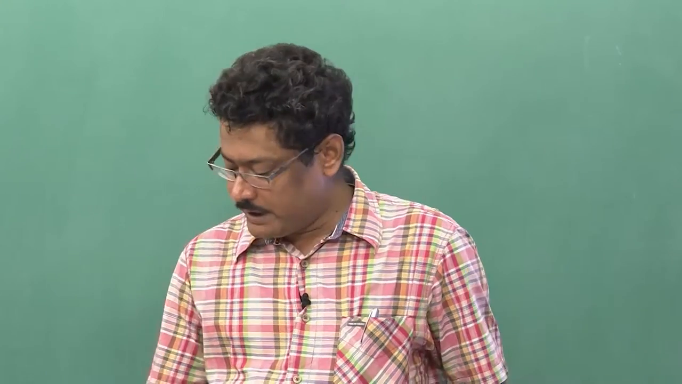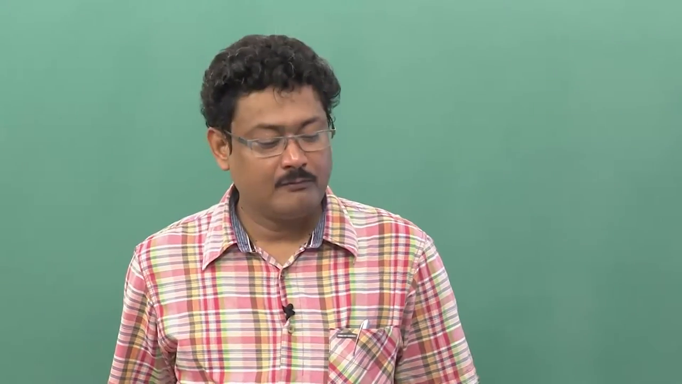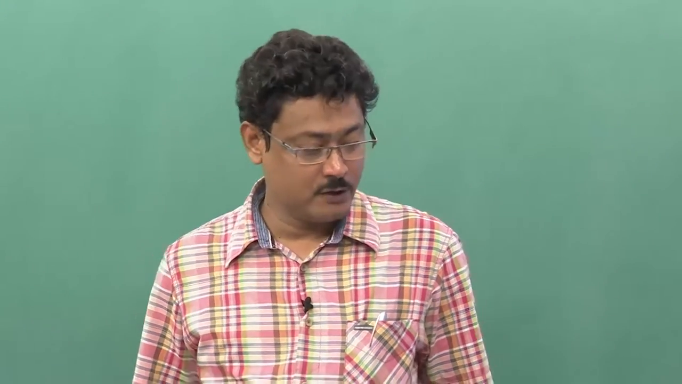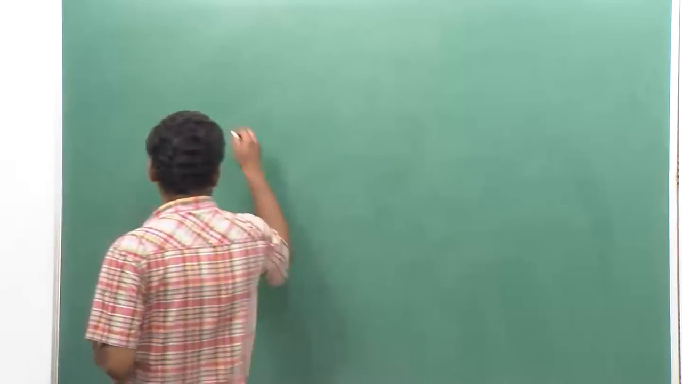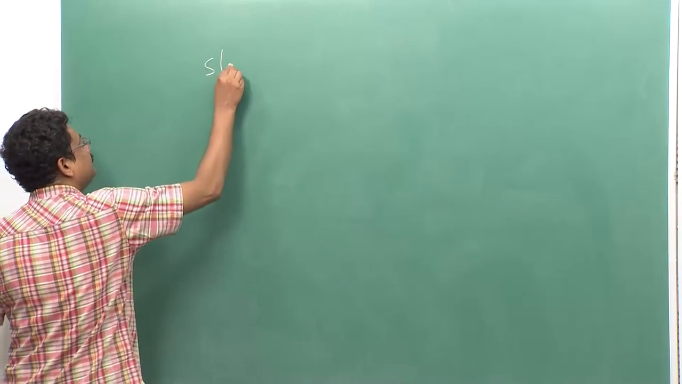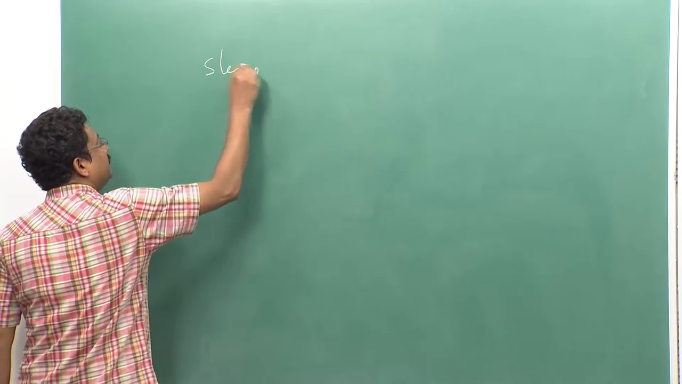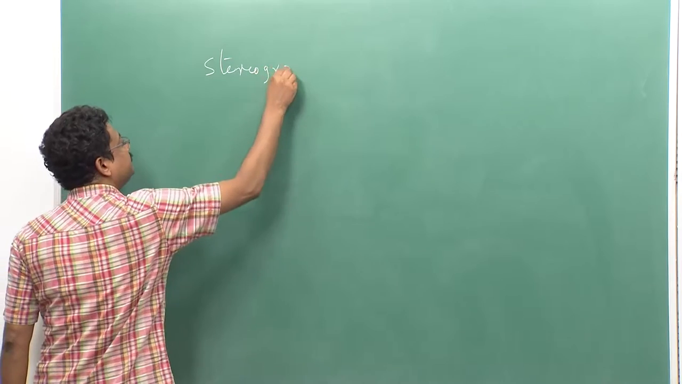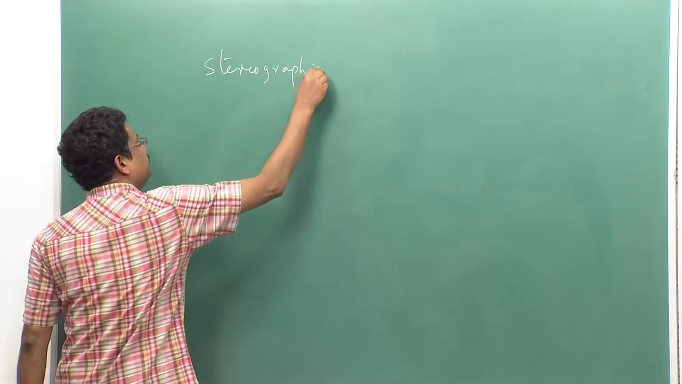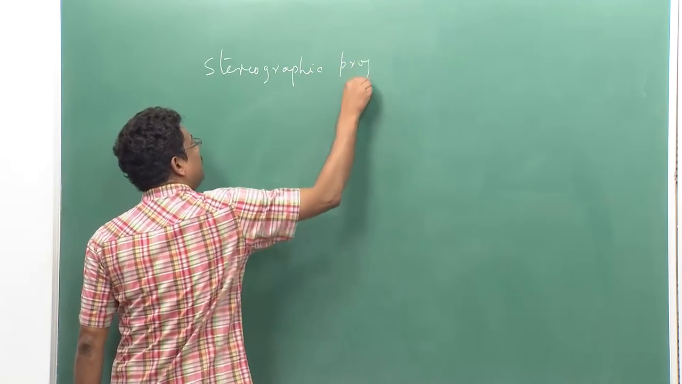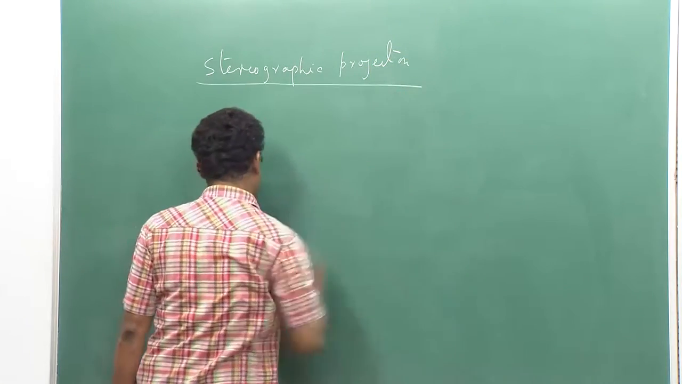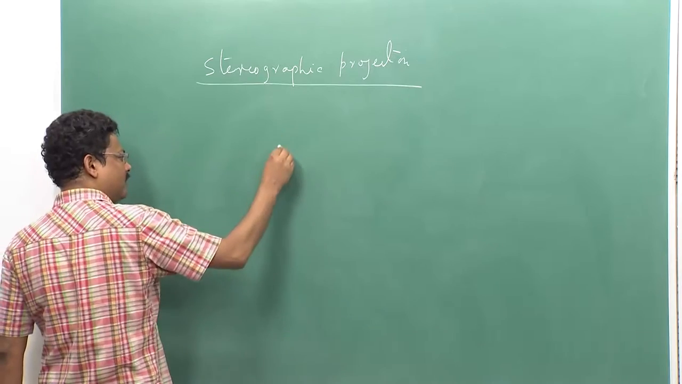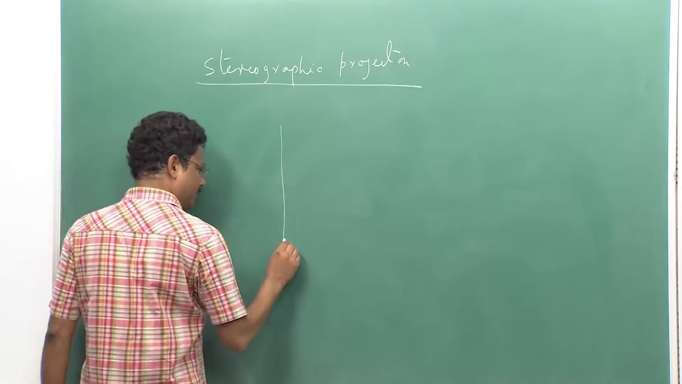Today we'll start with a very famous example. You do it in complex analysis also. It's called the stereographic projection. So you have the unit sphere.